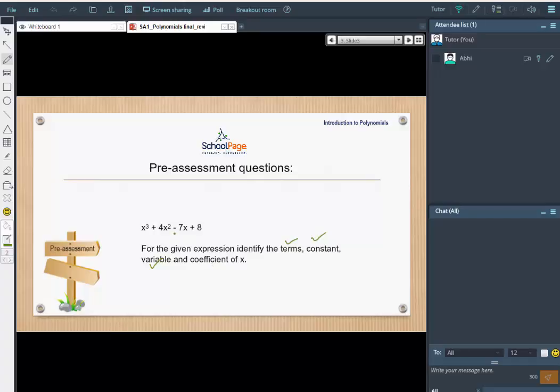Can you tell me what is the coefficient of x? 7. The coefficient of x is not 7, it is minus 7 because there is a negative sign with the 7. Had the expression been plus 7x, then you could say the coefficient is 7. But because it has a minus sign, you say the coefficient of x for this expression is minus 7. Have you understood? Yeah, ma'am, I got it.